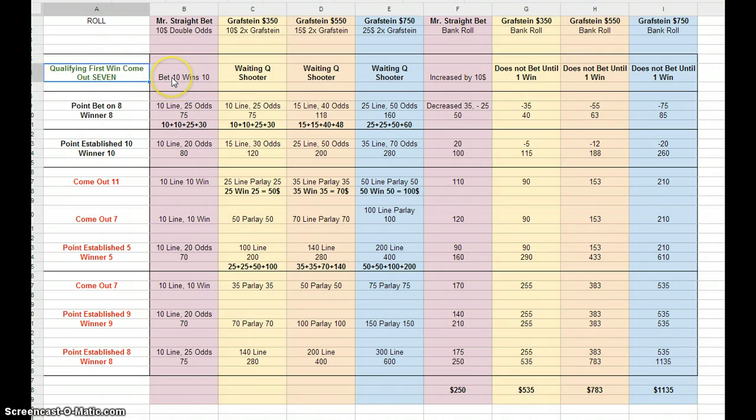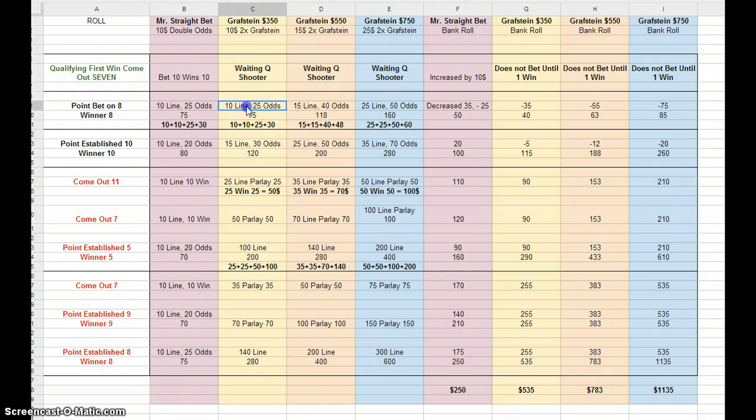So on that roll, our straight shooter will bet a $10 bet on the pass line, and he wins $10, while the other 3 Grafstein shooters are basically waiting for a qualified shooter. So they don't have a bet in place at this time. And the net result is Mr. Straight Bet, his bankroll is increased by $10, and the Grafstein candidates have not bet. So now that they've won, they qualify, and they start their betting progression.